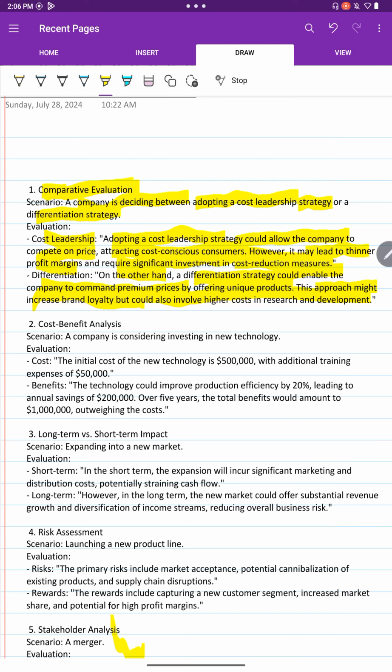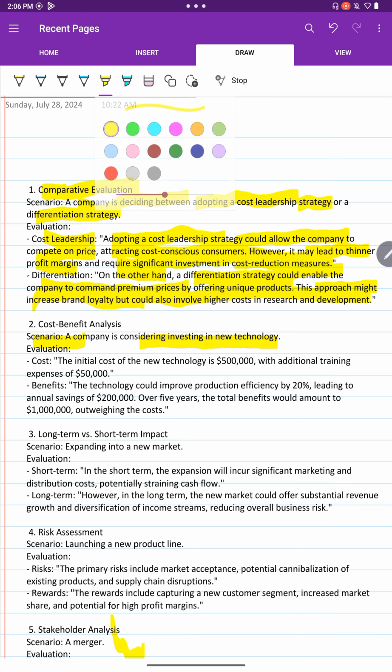After that, we can also analyze the costs and benefits of two things. For example, in this scenario a company is considering investing in new technology. How can we do its evaluation? This is very easy. We can compare the relevant strategy, its costs and its benefits.